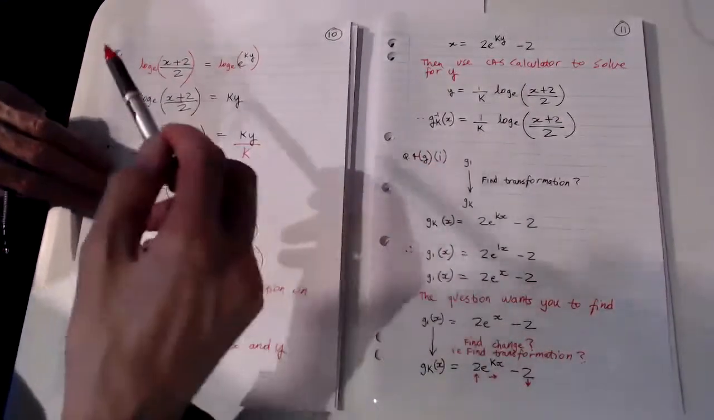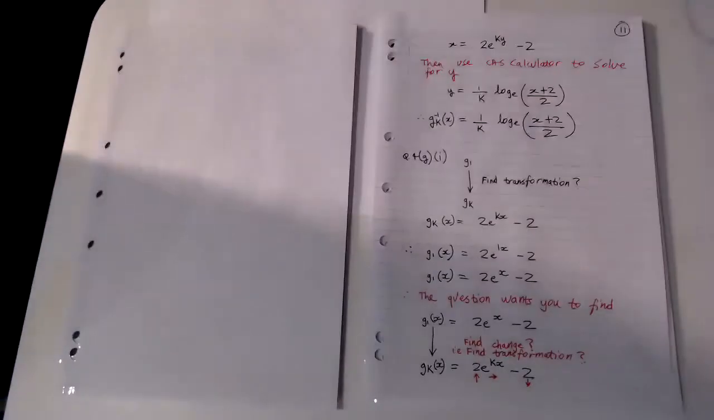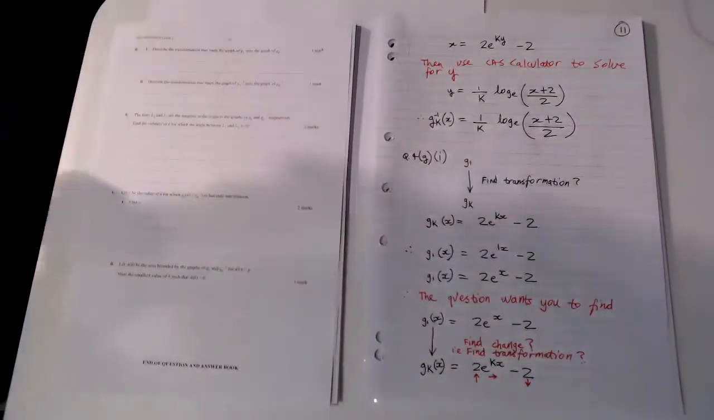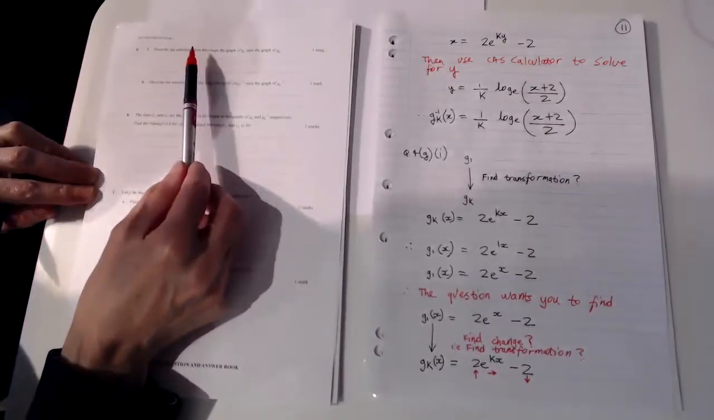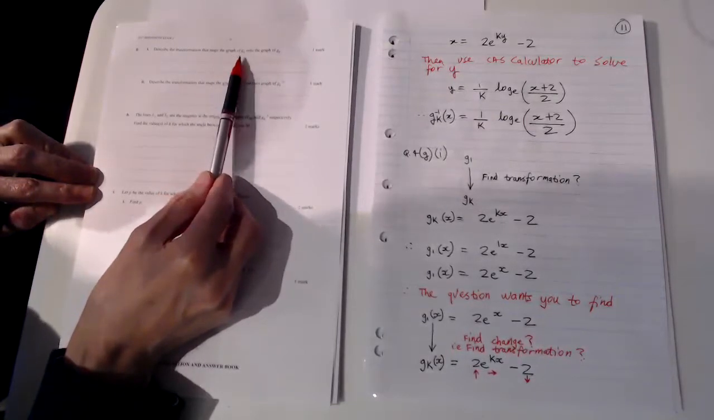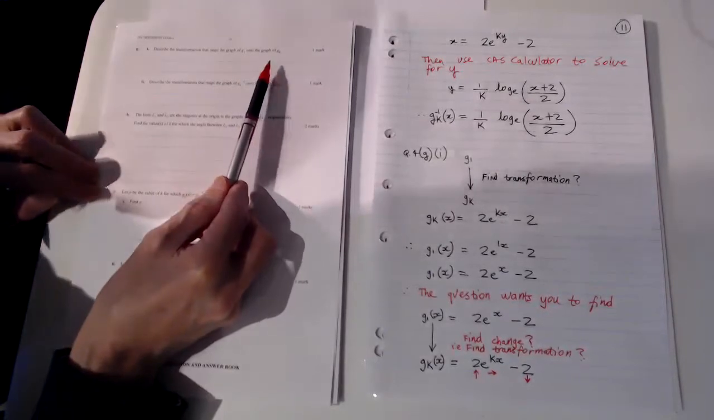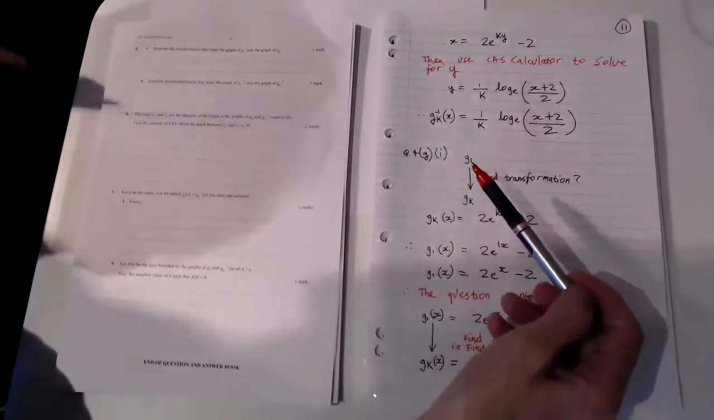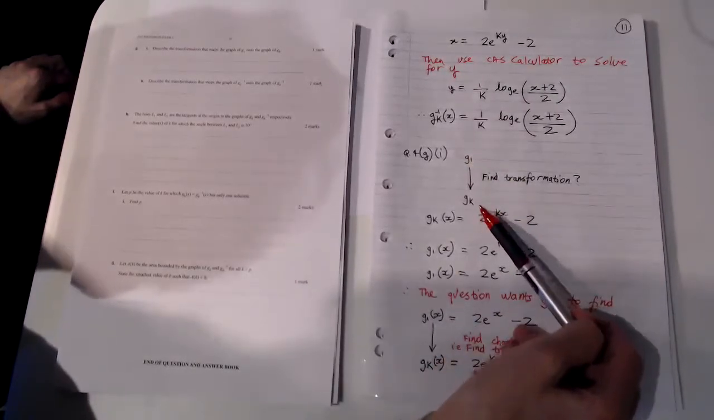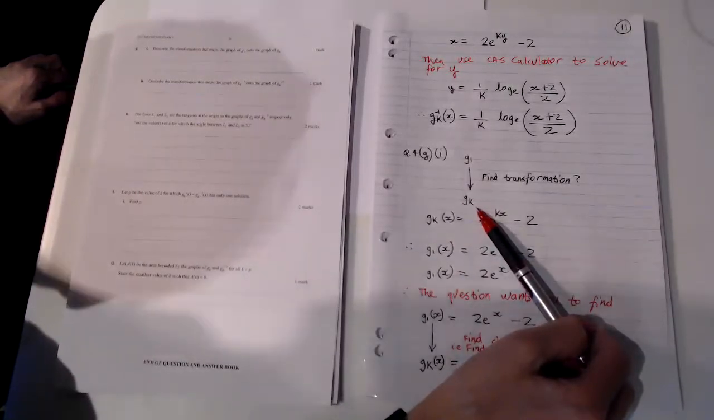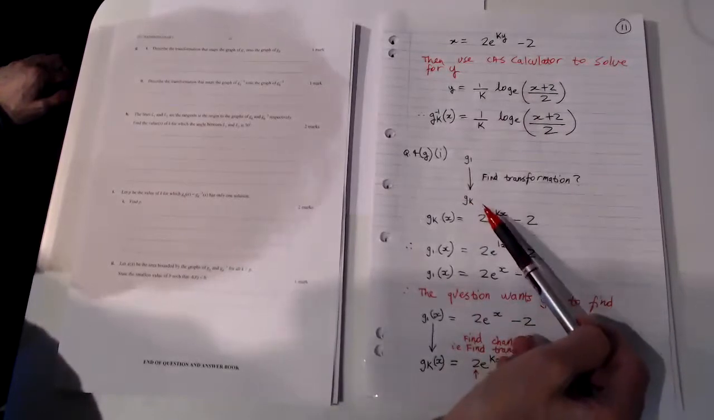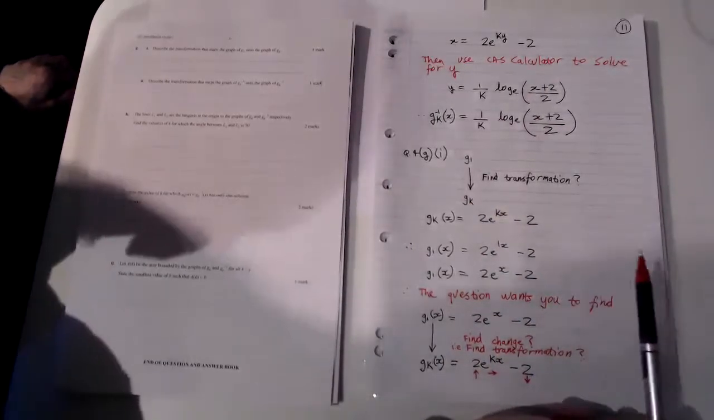Now we go to part G. What is part G all about? Part G is about the following. Describe the transformation that maps the graph of g subscript 1 onto the graph of g subscript k. So they're telling us what transformations you have to do to g subscript 1 to go to g subscript k. Or in other words, what change you have to do to the g subscript 1 graph to get the g subscript k graph.